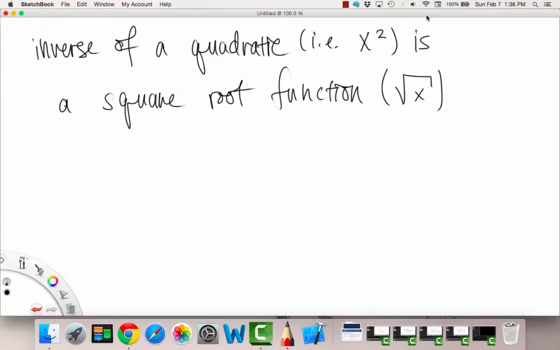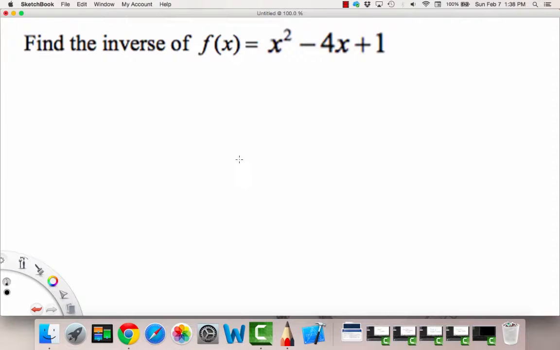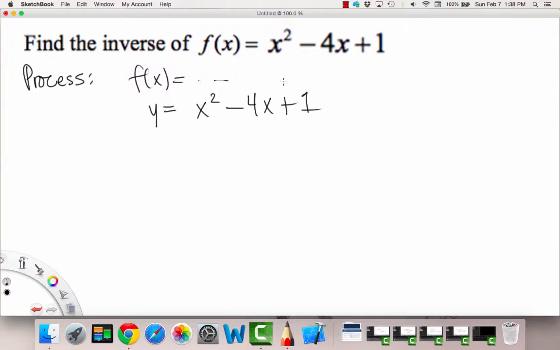So let's start with an example. We're given this equation here, and we're supposed to find the inverse of it. In order to find the inverse, this is the process we're going to go through. We just write our f of x as y is equal to whatever we're given as the equation for our function.